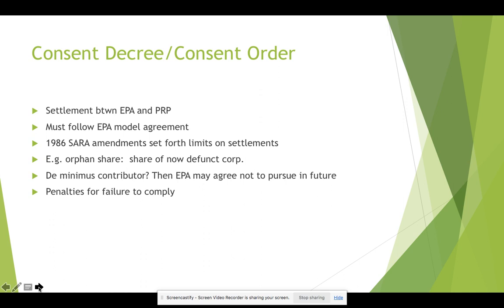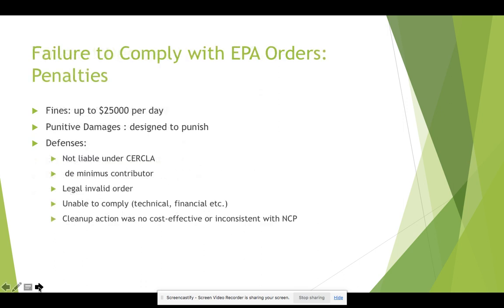And if you don't comply, there's going to be penalties built into that consent decree for your failure to comply. It's not like you can have this agreed decree and then welch out on it. There'd be penalties there. If you don't comply with these EPA orders, fines up to $25,000 per day. Punitive damages are allowed.